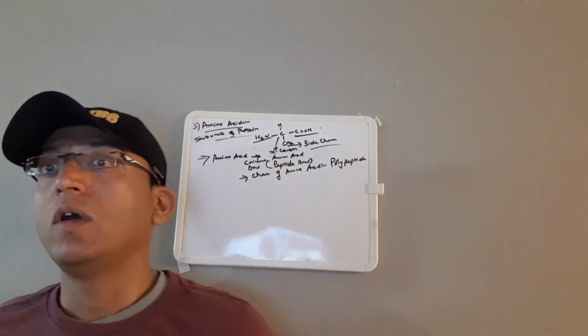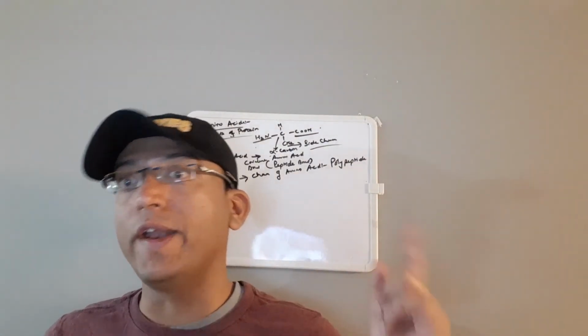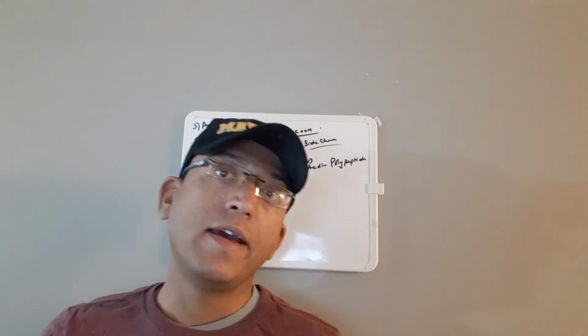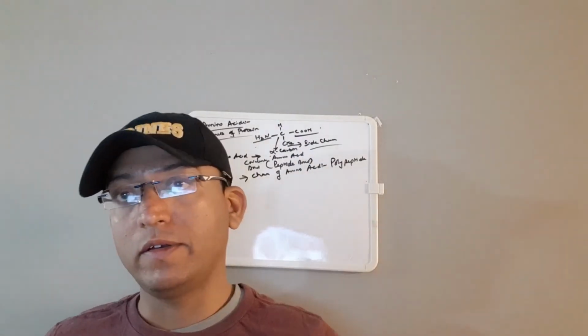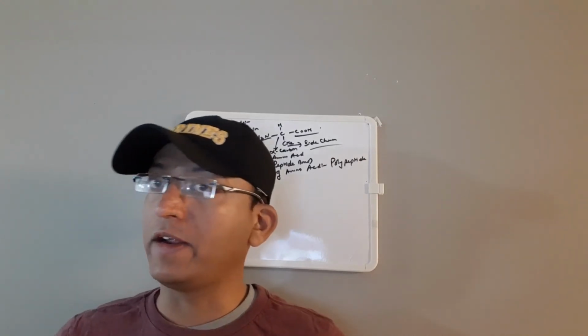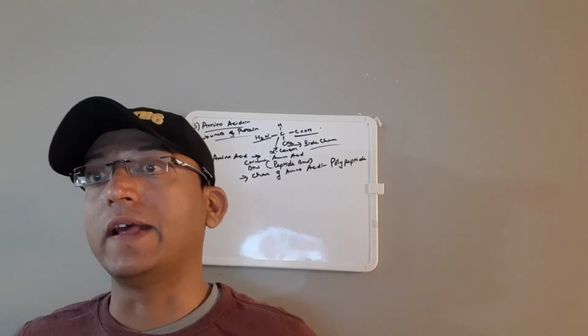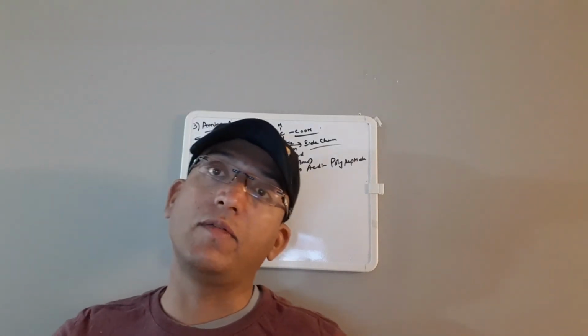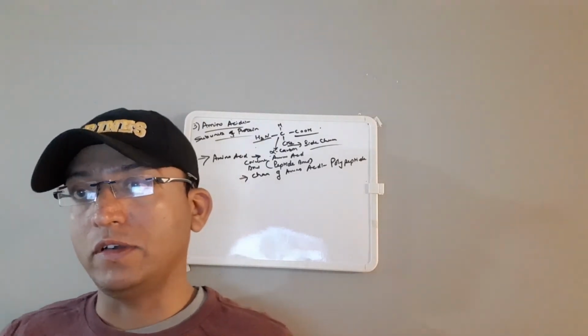Alright, the peptide bonds are formed by a condensation reaction that links one amino acid to the next one, as we studied with sugars. Sugars are also linked by condensation reactions, and amino acids are also linked by condensation reactions. And what does condensation reaction mean? Water is expelled from the reaction.